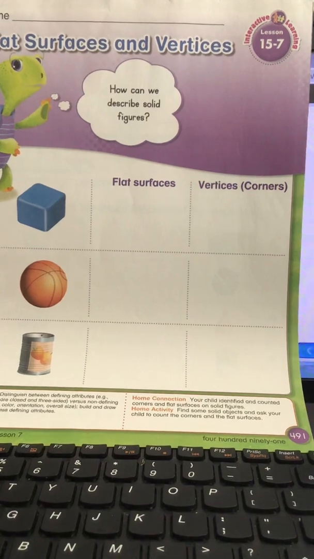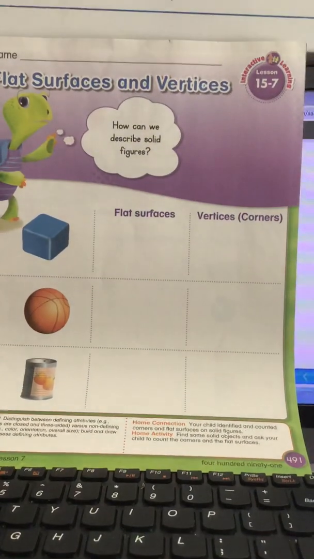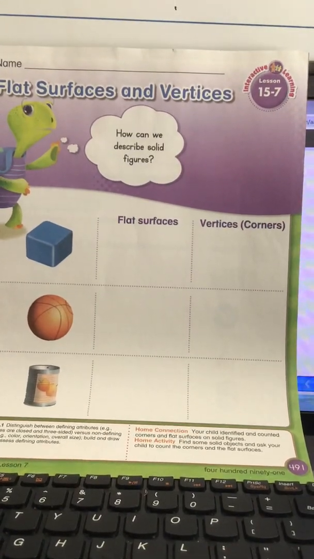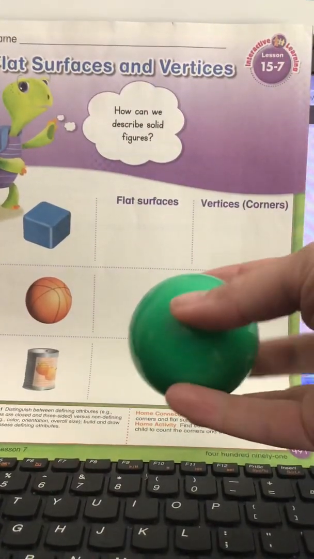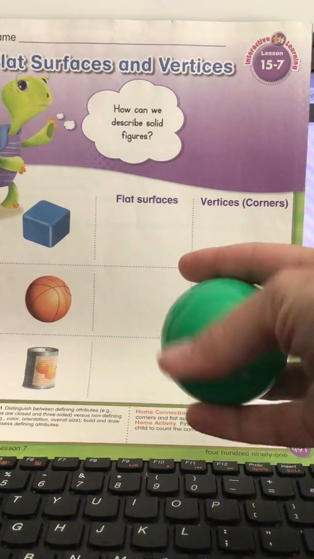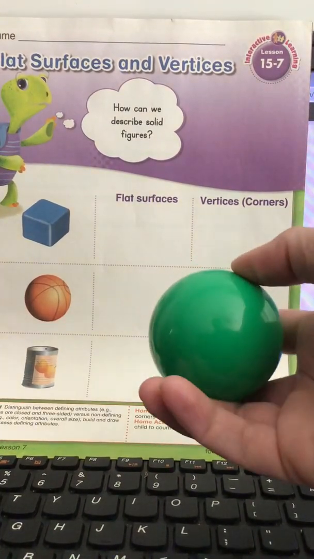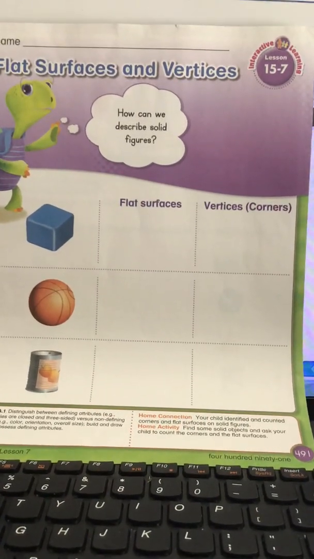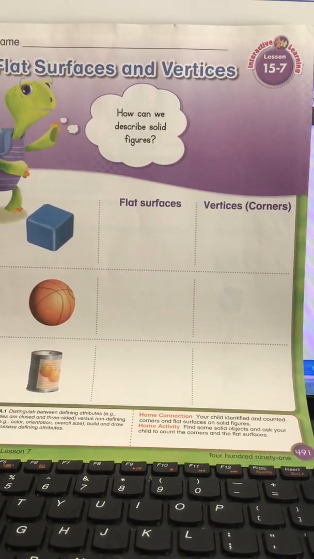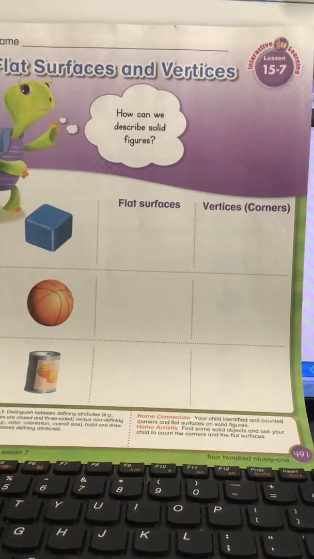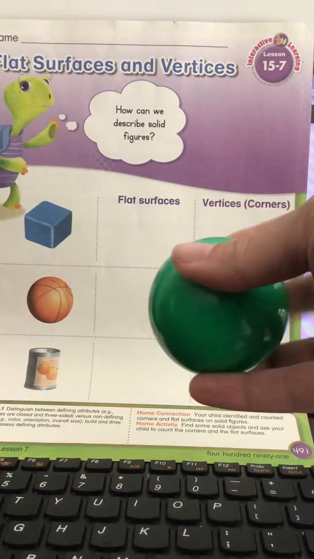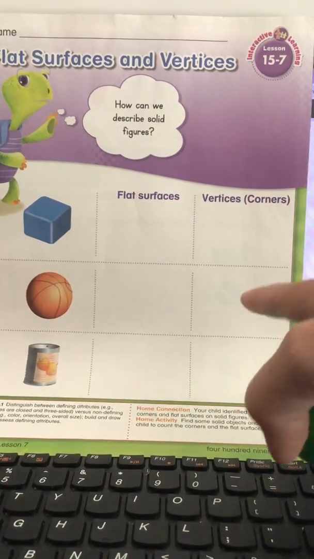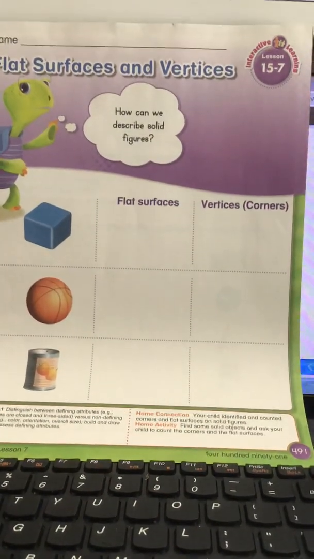Go down below to the sphere shape for the basketball. When we look at a sphere, we want to know how many flat surfaces there are. I don't see any, so we are writing 0. A sphere has 0 flat surfaces. And then a sphere has 0 vertices. There are no pointed parts or corners, so we are writing 0 again for vertices.